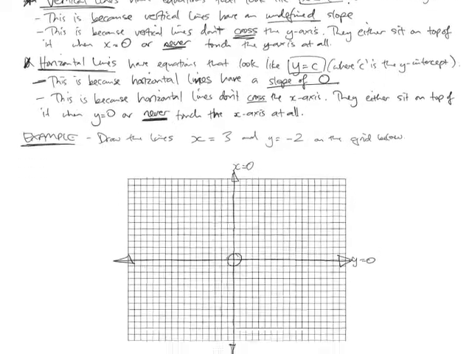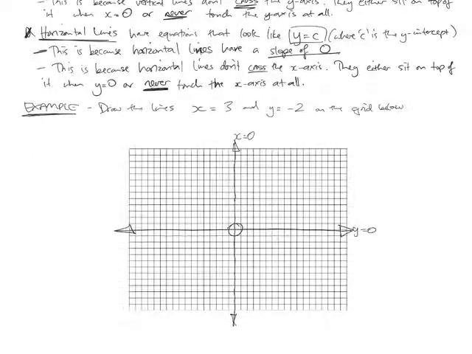So that's vertical lines. Horizontal lines have equations that look like y is equal to c, and we already know what c is: c is the y-intercept in an equation. Why does it only have a y-intercept? That's because horizontal lines don't have a slope. They have a slope of 0, and also because horizontal lines don't cross the x-axis. They just sit on top of it when y is equal to 0, or never touch the x-axis at all. The line is completely defined by where it crosses the y-axis.